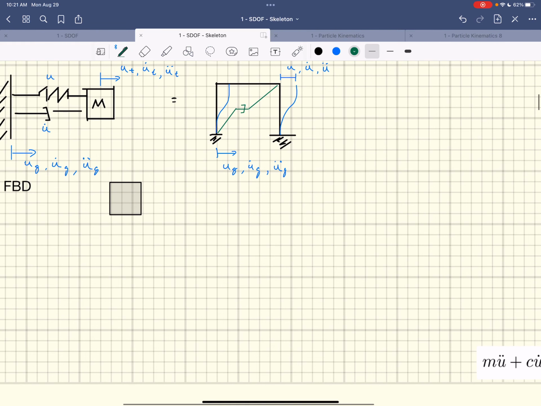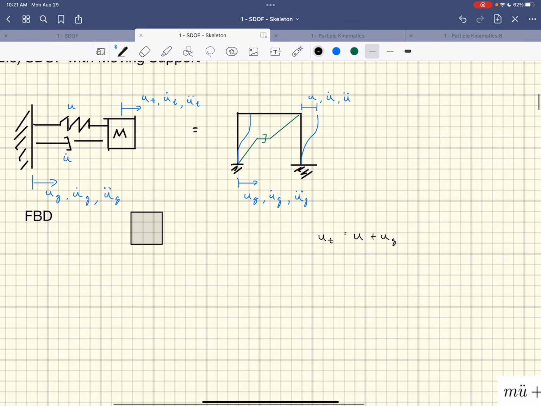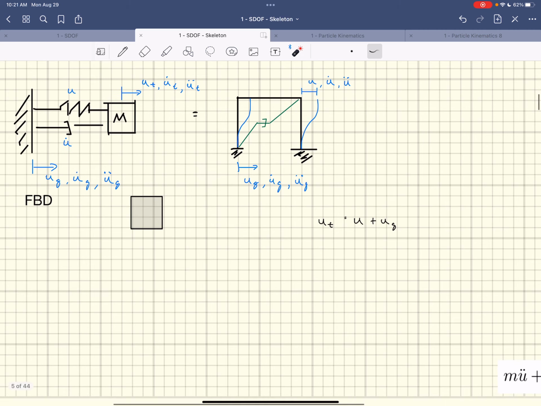U total, UT, is going to be the relative displacement plus the ground displacement. So if I want how much this actually moves, this total displacement, I take this ground displacement plus the relative displacement in between. How much does the ground move, and then how much does it move in between the ground and the mass? You add those two together, you get U total.